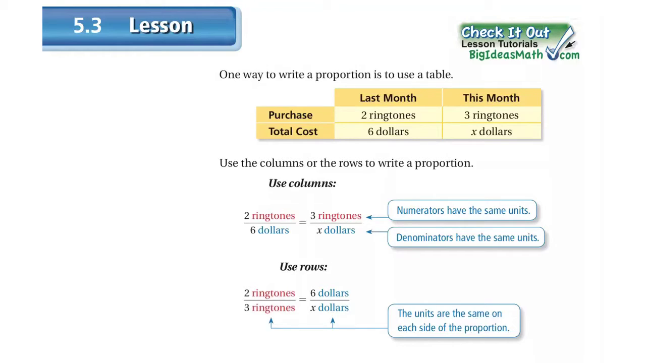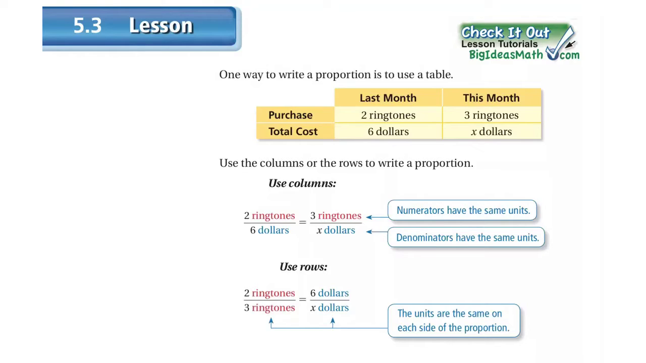So literally you could take that table and just write each of those as fractions and make sure to put an equal sign between them. Because it is a proportion, it has to be two ratios set equal to each other. So they use the columns in their first way of doing this. 2 ringtones per $6 equals 3 ringtones per X dollars.